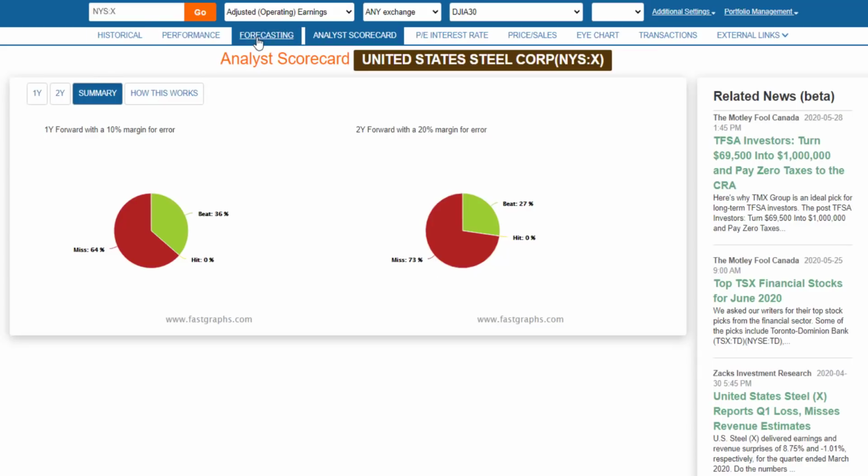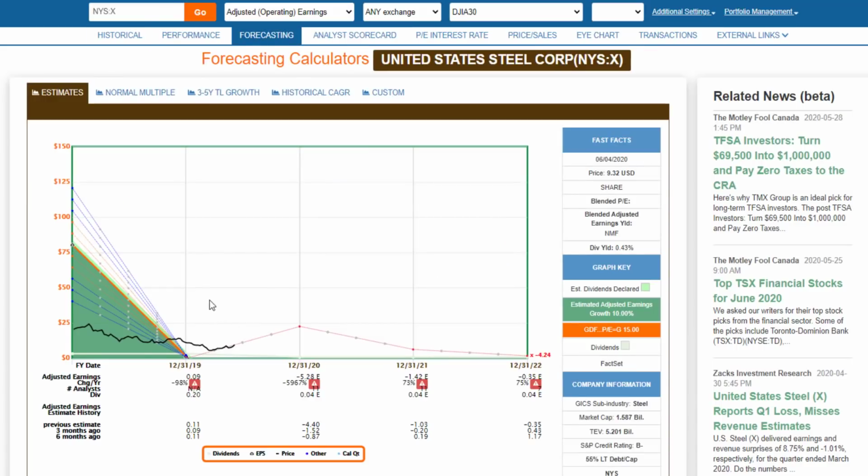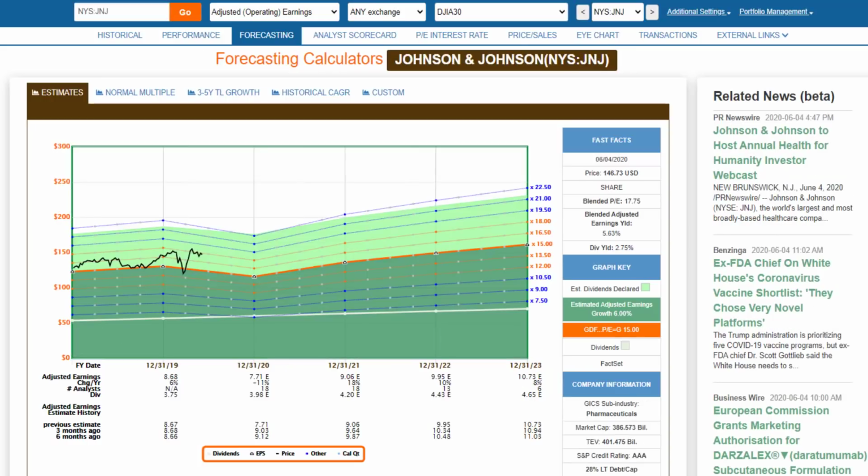So if I'm looking at the forecasting calculator, I might not put too much credence on U.S. Steel, but if I'm looking at Johnson & Johnson, which has literally had almost a perfect scorecard, I would put some credibility on what these estimates might be and therefore feel like I could rely on the future calculations for Johnson & Johnson. And of course, you would apply that. Again, it's a market of stocks, not a stock market individually.